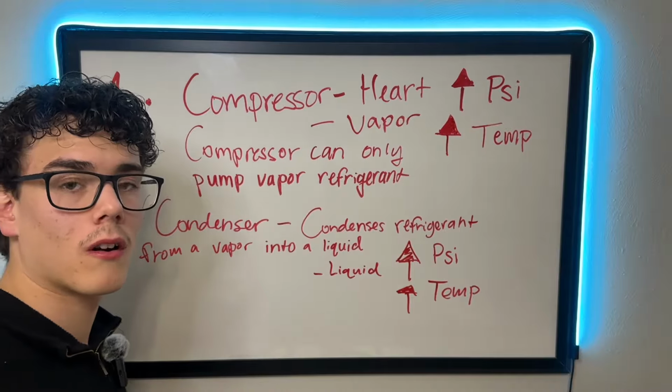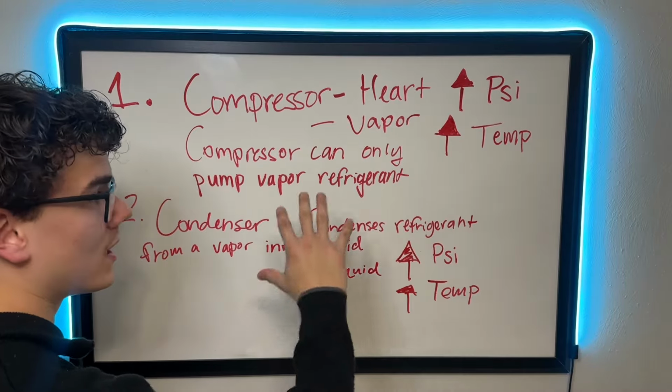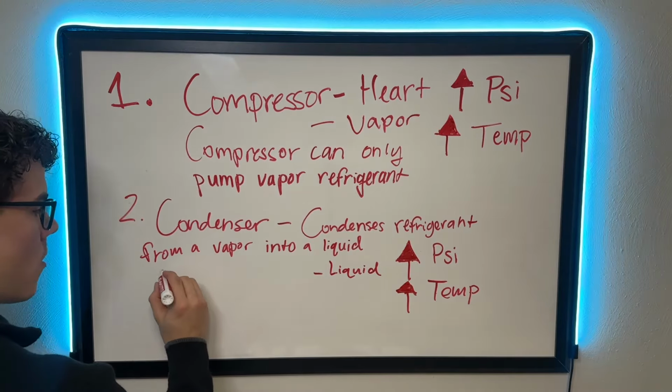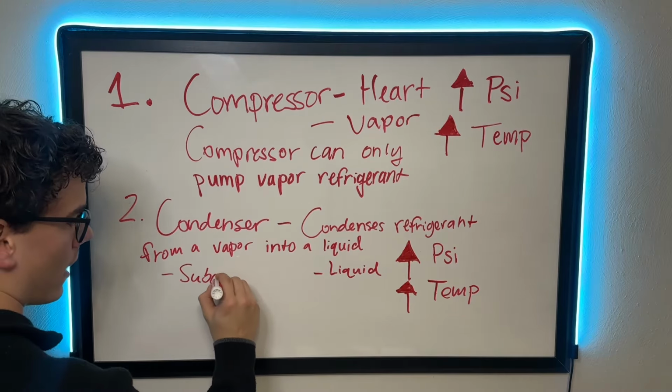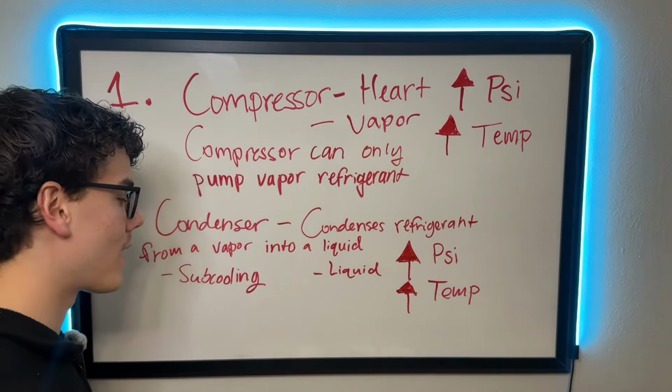Don't worry, I'm going to draw it all out and it's going to make sense once I map it all out. But just keep all of this in mind before I start drawing it out. The condenser is also where subcooling happens. Don't worry about what that means. We'll figure that out a little bit later.